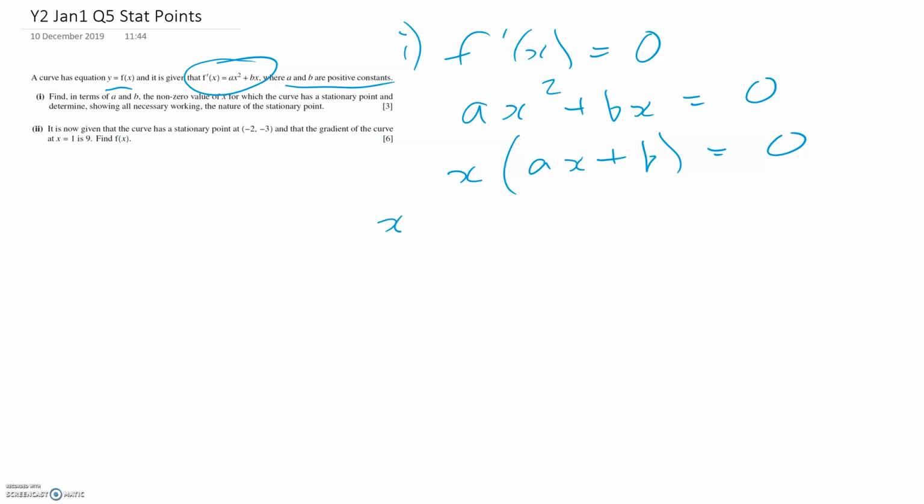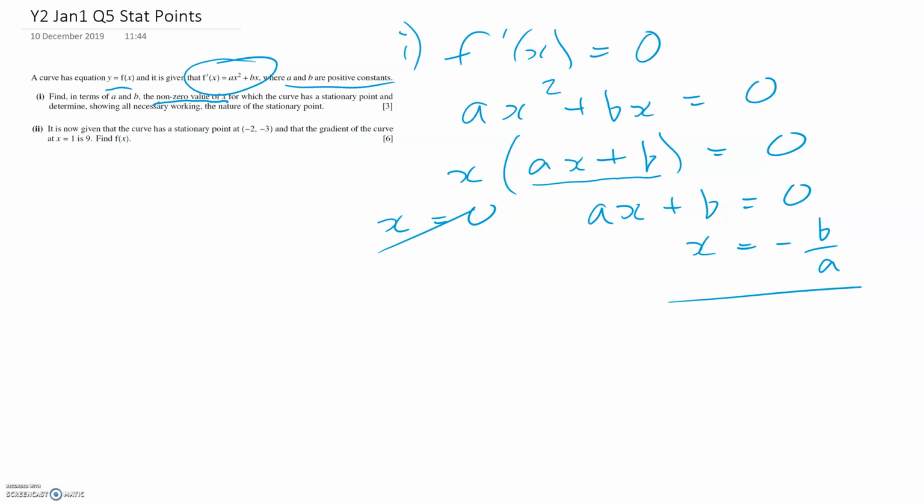So either x equals 0, but it does tell us in the question we're only interested in the non-zero value of x, so we can ignore that. And the other value will be when ax plus b equals 0, which means that x will be minus b over a. So that's where the stationary point occurs.